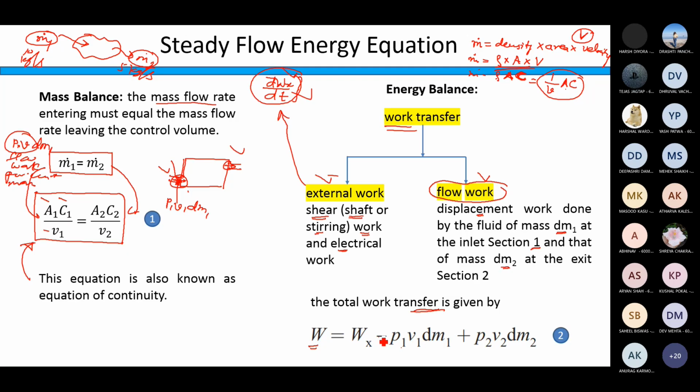Now why we are introducing the minus sign here is because this is the work done on the system at inlet. You are pushing the fluid from outside into your control volume, right? So this is negative work done on the system. That's why the minus sign. And here, your system is pushing out the fluid to the surroundings, so this is positive at the outlet. Name this as equation 2. If you have noted down equations 1 and 2, I will go to the next slide.